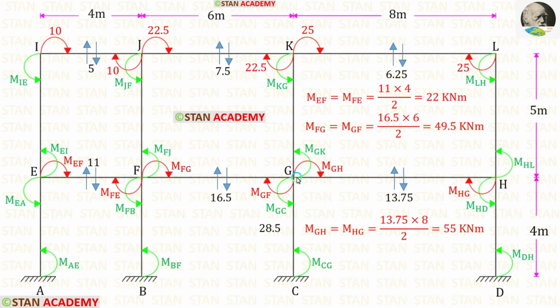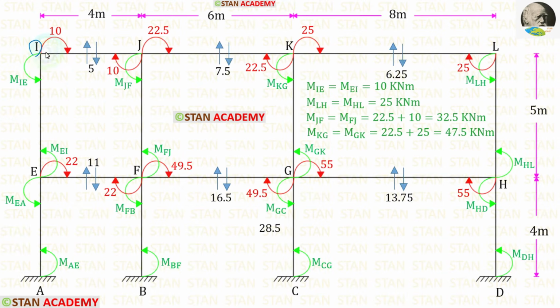Now let us take the member GH. Here W is 13.75 and L is 8. For MGH and MHG, we are getting 55. In the joint I, if this moment is 10, the moment MIE also should be 10. So MEI also should be 10. In a similar way, we can find MLH and MHL. Both of them should be equal to 25.